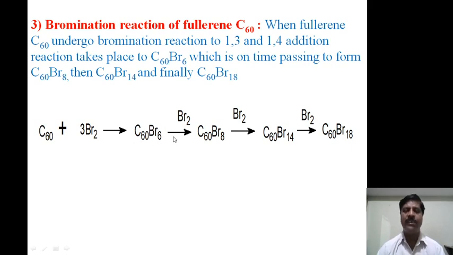Therefore, this fullerene undergoes bromination to form first the 6-bromo derivative of fullerene, then further bromination. As time goes on, the number of bromine groups increases, so 8-bromo fullerene will be formed, further 14-bromo fullerene will be formed, and finally 18-bromo fullerene will be formed. This reaction is called the bromination reaction of C60 or fullerene.